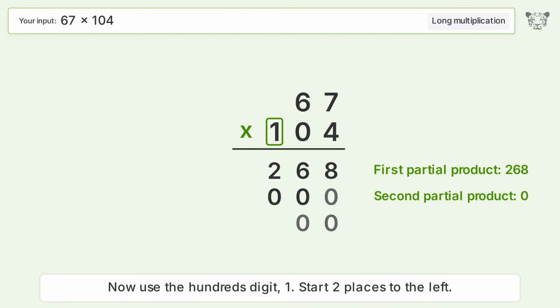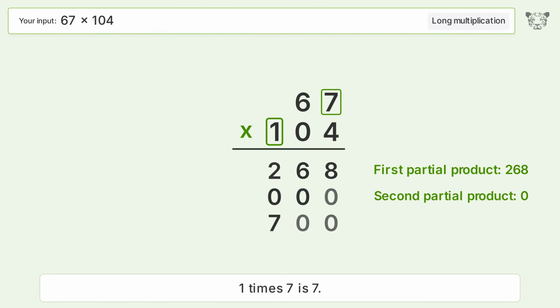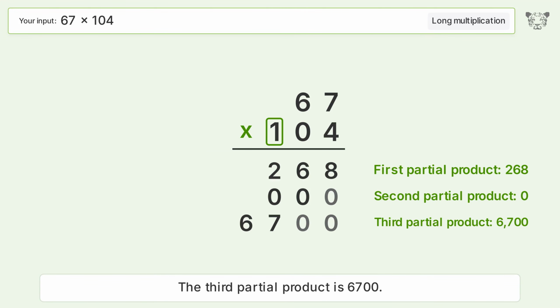Now use the hundreds digit, 1. Start two places to the left. 1 times 7 is 7. 1 times 6 is 6. The third partial product is 6,700.